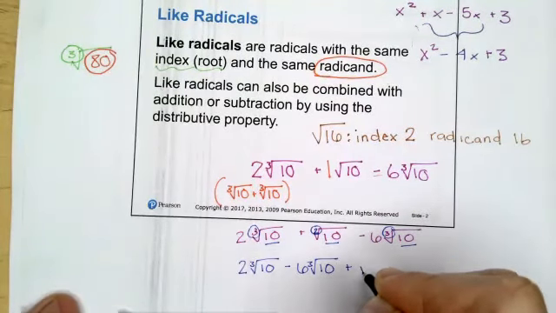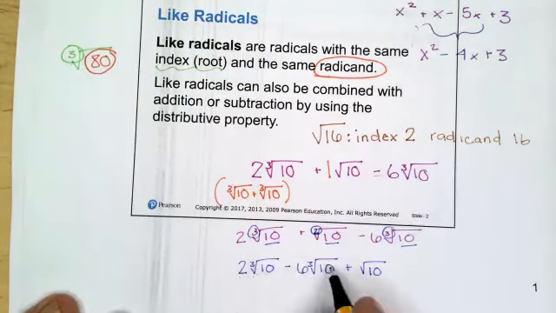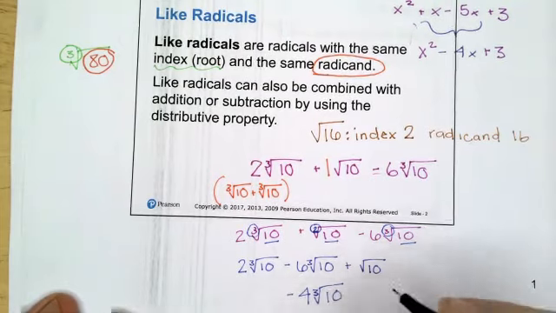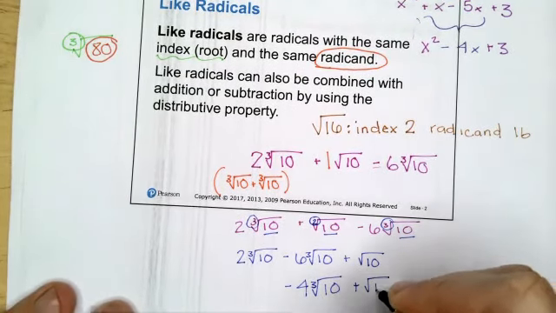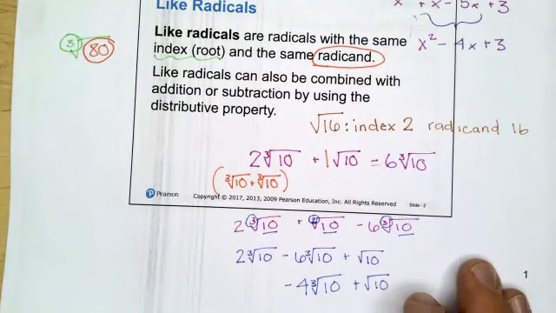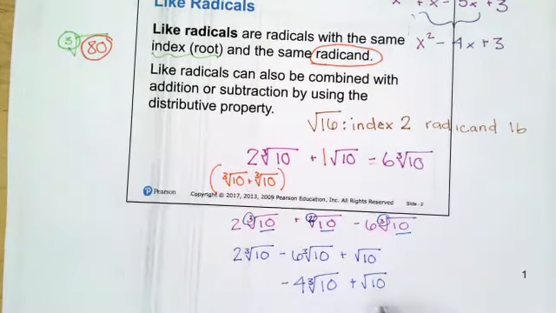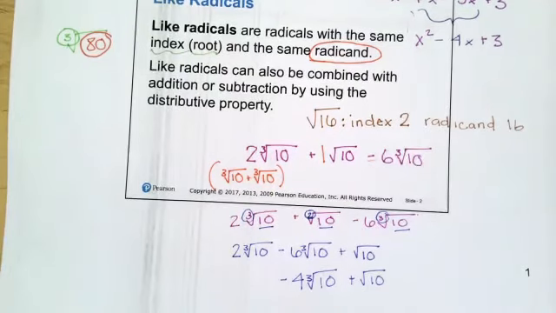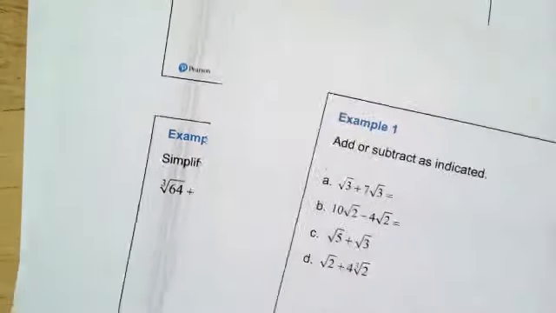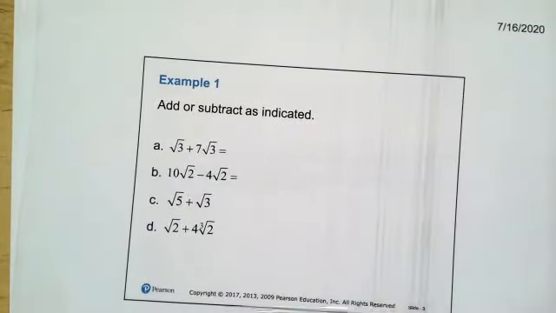Good. 2 minus 6 becomes a negative 4. We would leave it like that. That's what you should know. A bit drawn out that time.